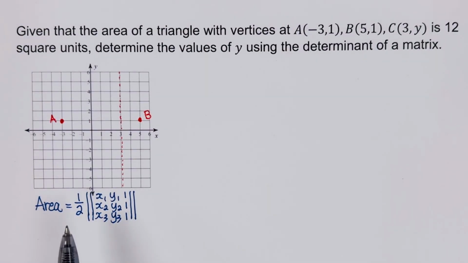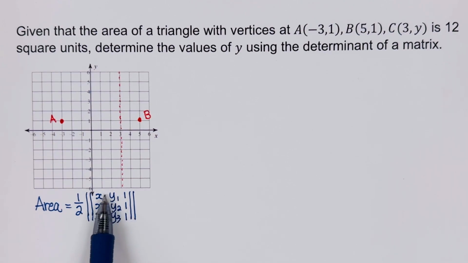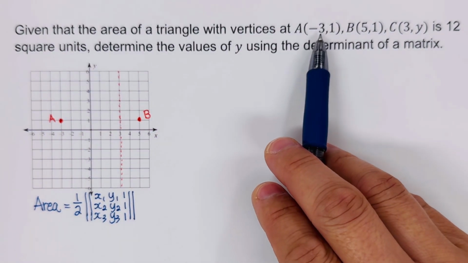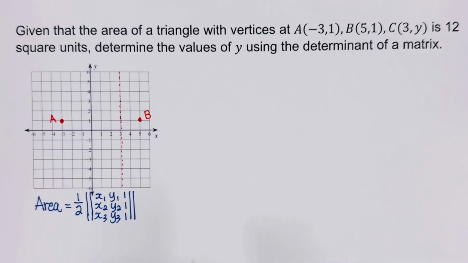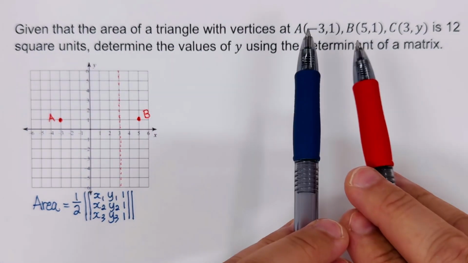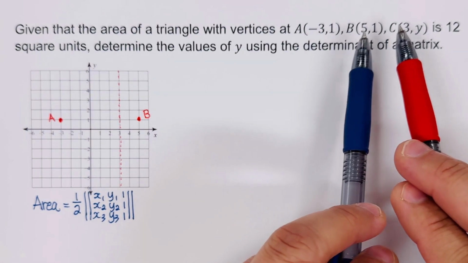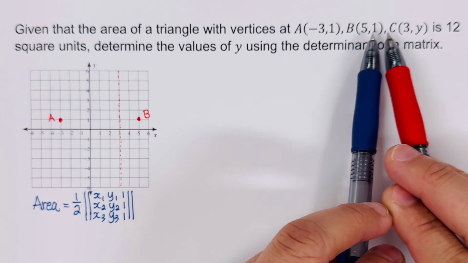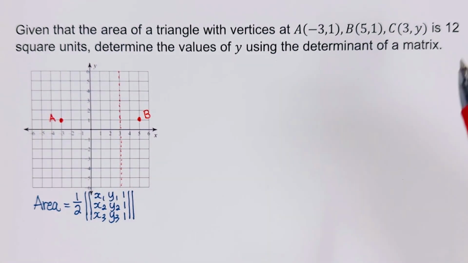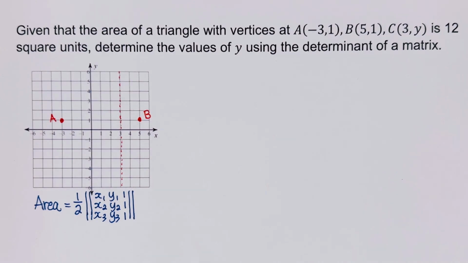This notation tells us that the area of a triangle using the determinant of the matrix is equal to 1/2 of the absolute value of the determinant of the matrix formed from the vertices of this triangle. So in this case right here, this will serve as our x sub 1, y sub 1, x sub 2, y sub 2, and x sub 3, y sub 3. And notice that the third column will all be 1.